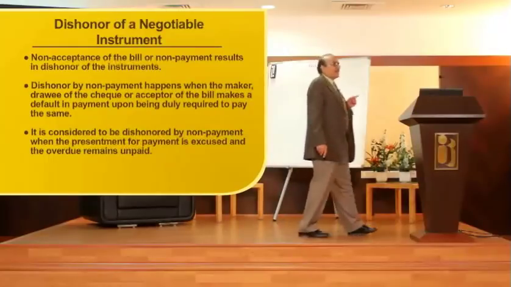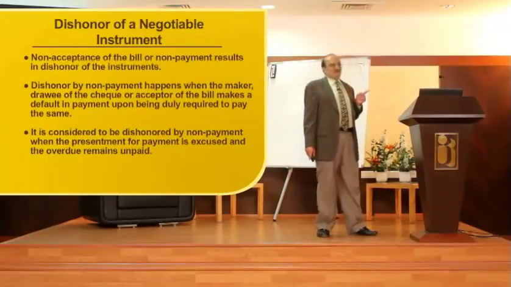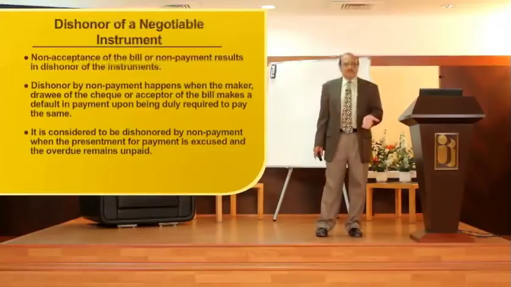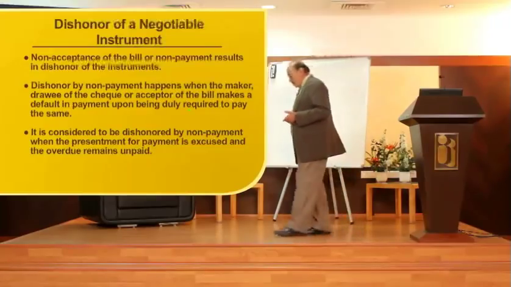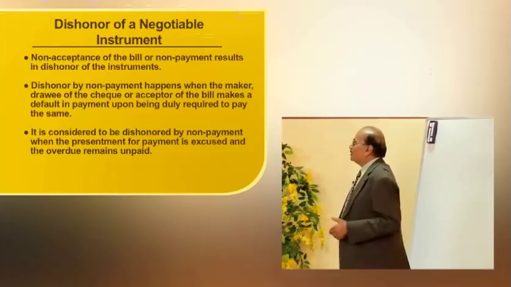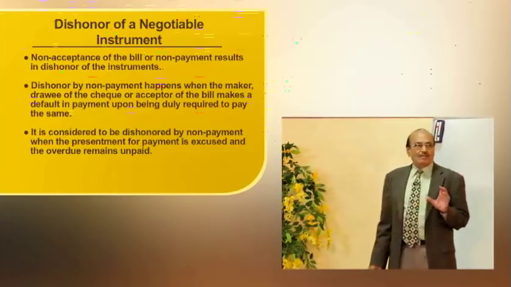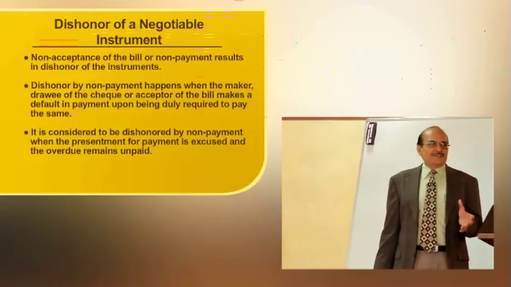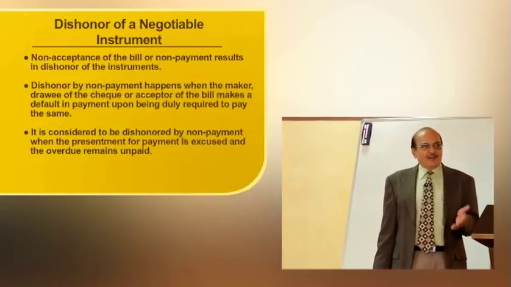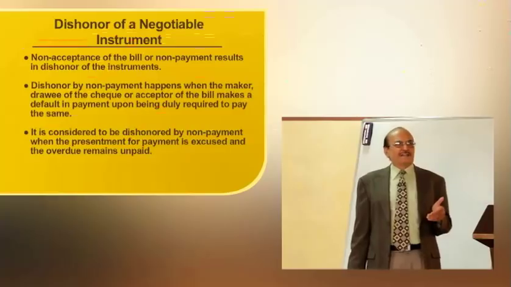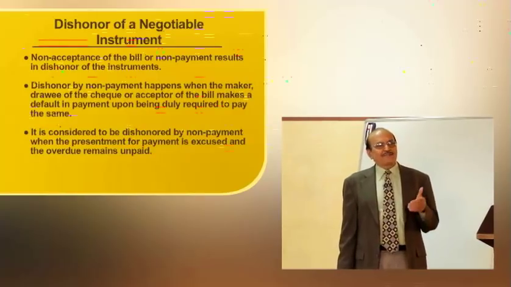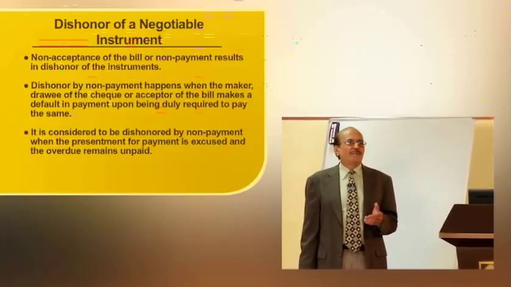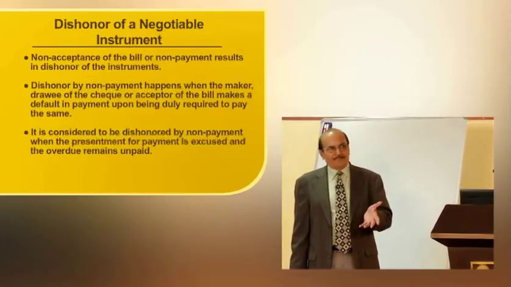Now, instruments are sometimes dishonored. What is meant by dishonor of a negotiable instrument? Dishonor of a negotiable instrument happens due to non-acceptance of the bill or non-payment of the instrument. Dishonor by non-payment happens when the maker, drawee of the check or acceptor of the bill makes a default in payment upon being duly required to pay the same.